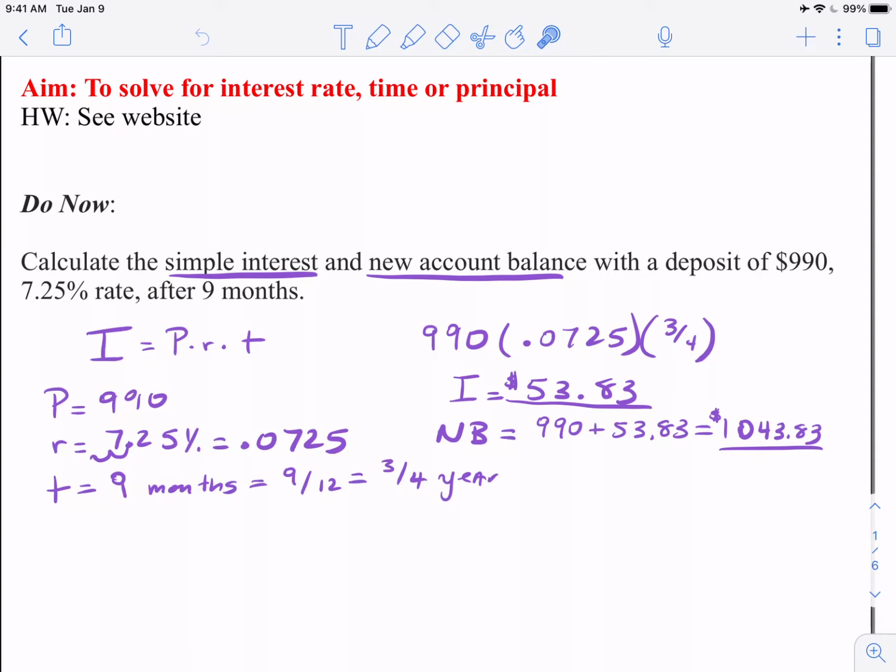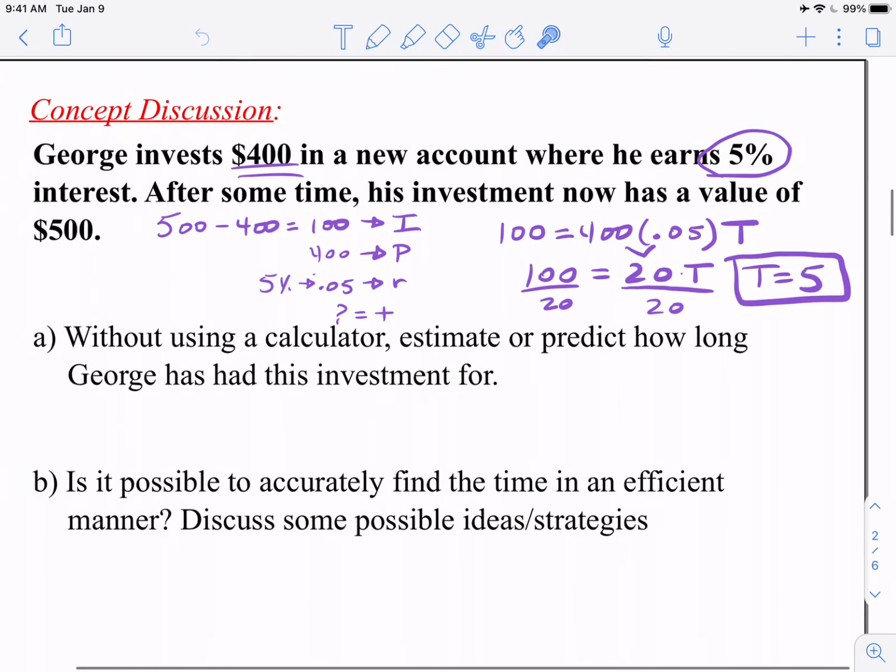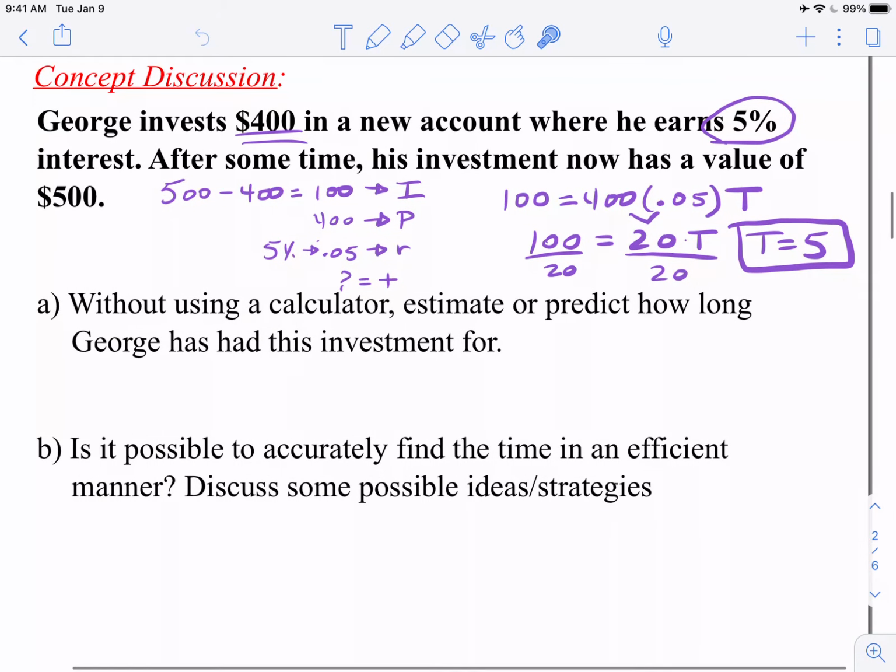Now in today's lesson, P, R, or T are going to be missing, and we're given I. So the problems today are going to be slightly different than this. And this is a good example of one.